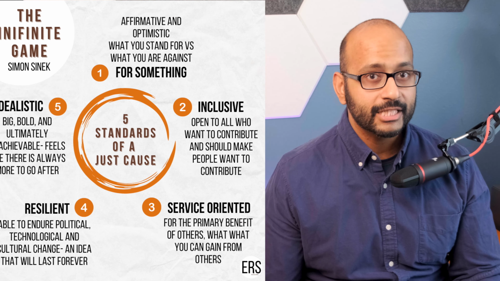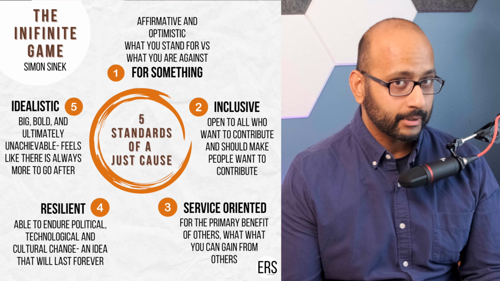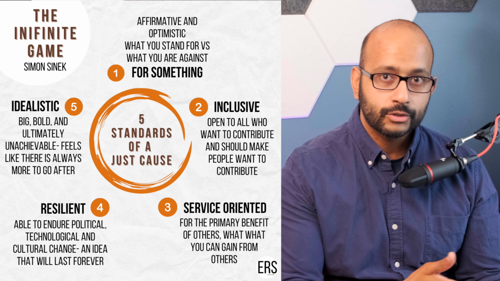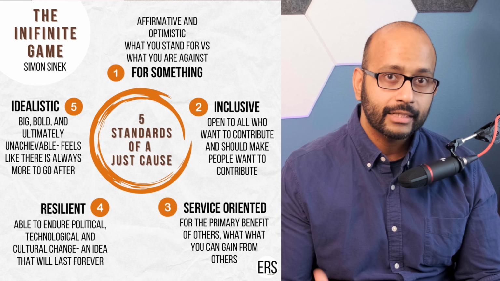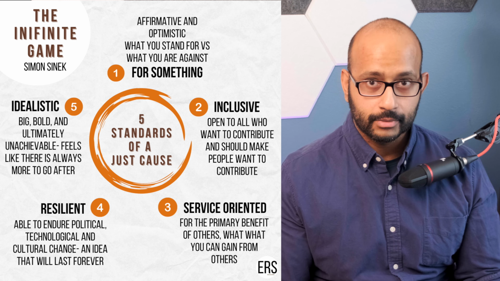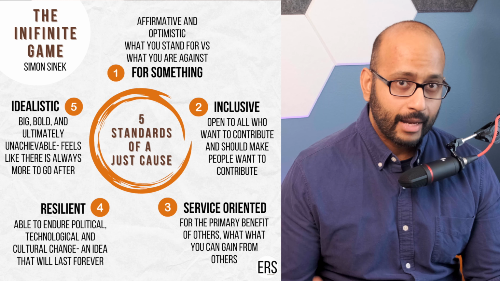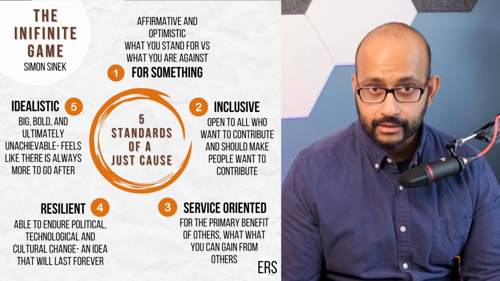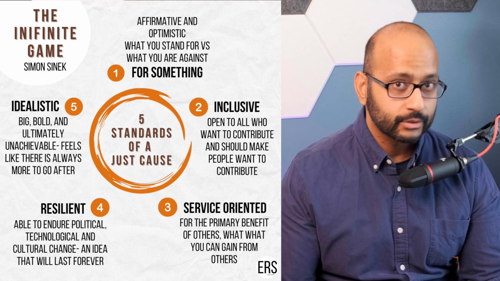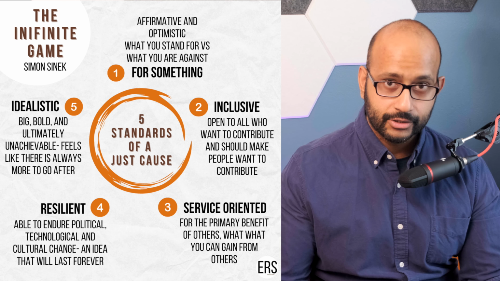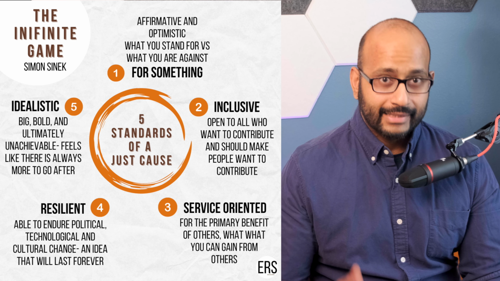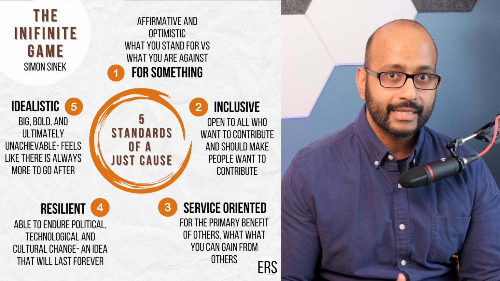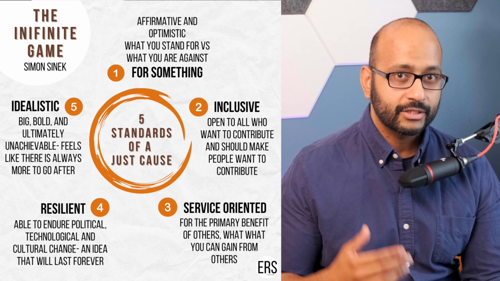To write a just cause, it must be for something, affirmative and optimistic, what we stand for versus what we are against. Inclusive, open to all those who like to contribute, and should make everyone want to contribute. Three, service-oriented, for the primary benefit of others, not what you can gain from others. Resilient, able to endure political, technological, and cultural change, an idea that will last forever. And lastly, idealistic, big, bold, and ultimately unachievable, in the sense that no matter how much you achieve it, it feels like there's more to go after.